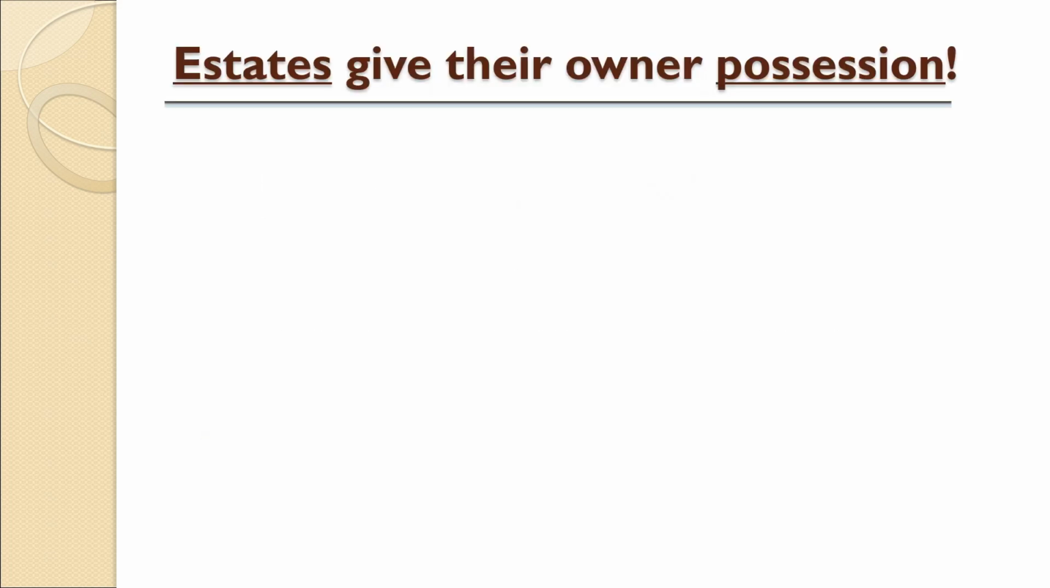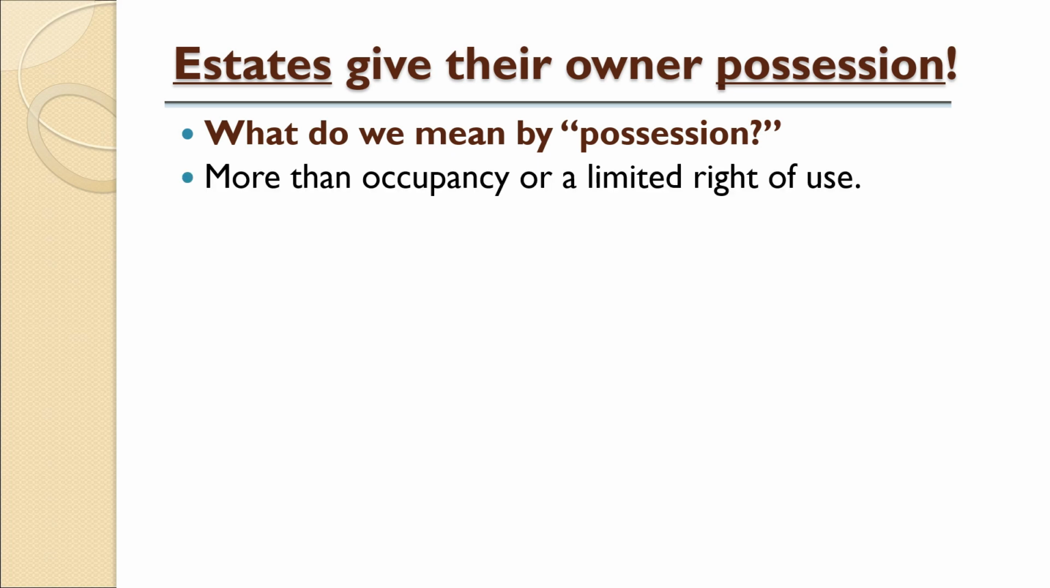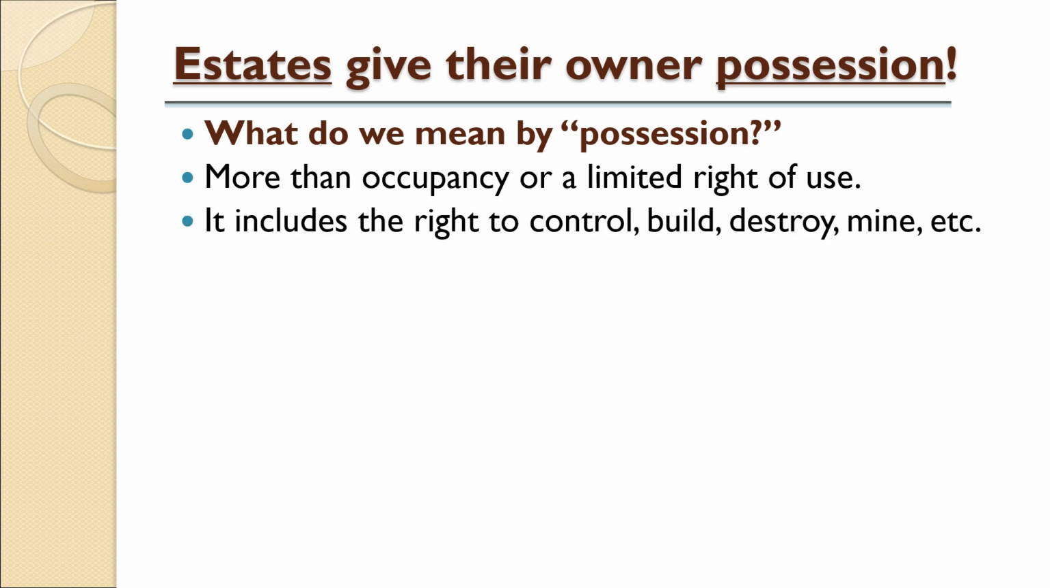Now, estates, as we've said, give their owner the right of possession. But what do we mean by the term possession? Well, we mean more than mere occupancy of the land. We mean more than a limited right of use. The word possession includes the right to control what happens on the land, to build on it, to destroy things that are built on it, to mine the minerals, to take the water. Basically, you might almost say to do anything you want to on the land. So possession means a very, very broad set of rights.